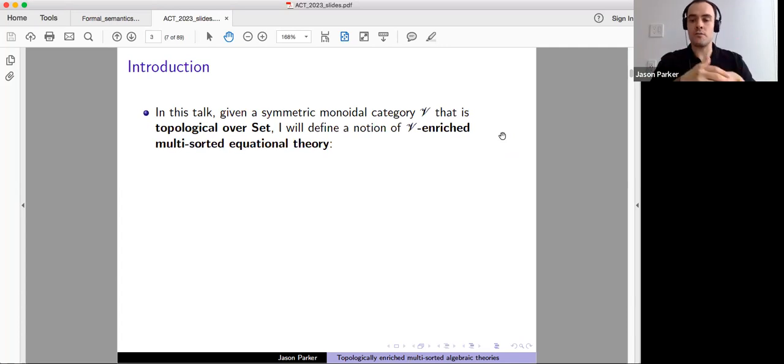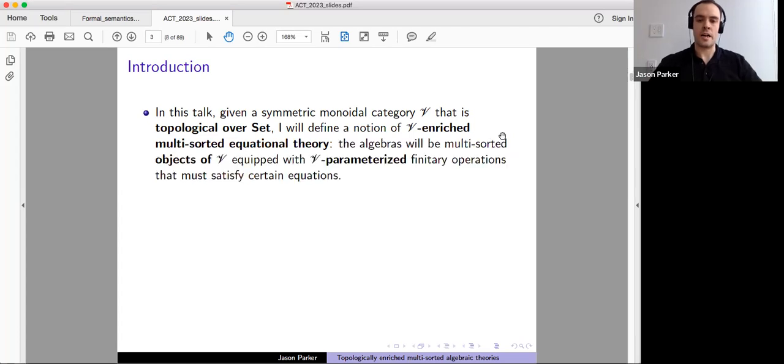Okay, so in this talk, given a symmetric monoidal category V that is topological over set, which I'll explain shortly, I'll define a notion of V-enriched multi-sorted equational theory that recaptures the classical notion when V happens to be set. So the algebras for these will be multi-sorted objects of V or families of objects of V, equipped with what I'll call V-parameterized finitary operations that must satisfy certain kinds of equations as well.